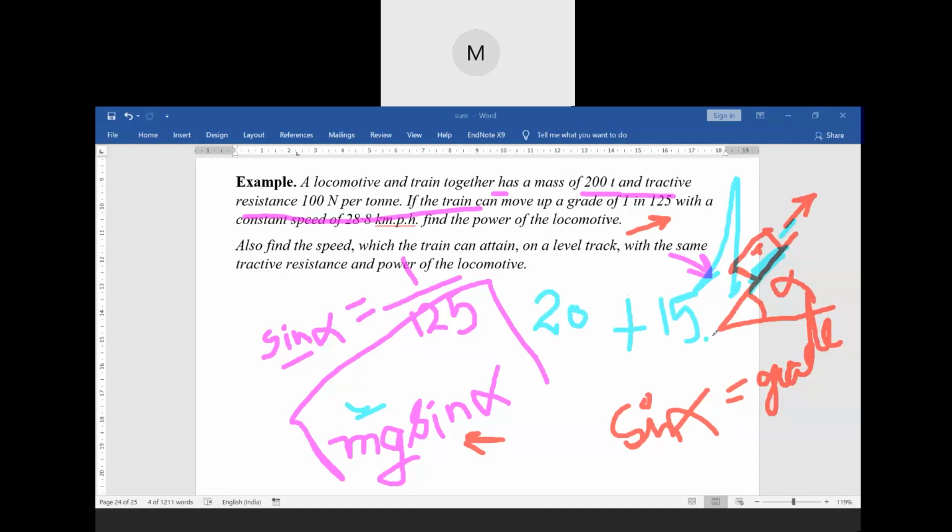It will be like this, no? 15.6. Understood? So yes.